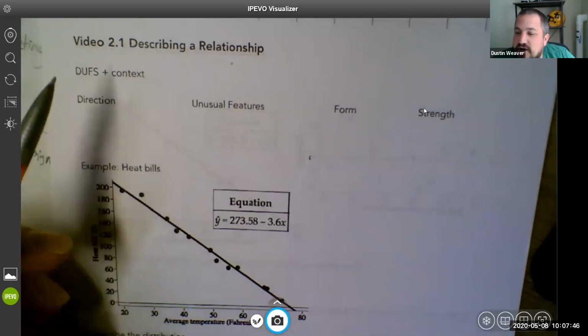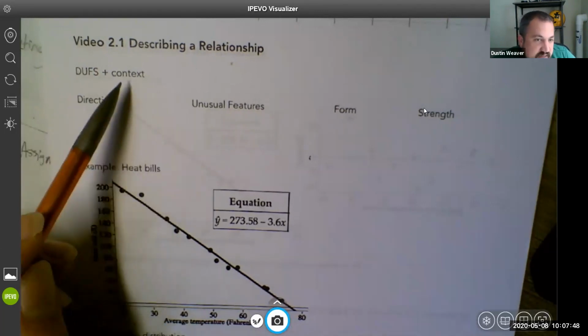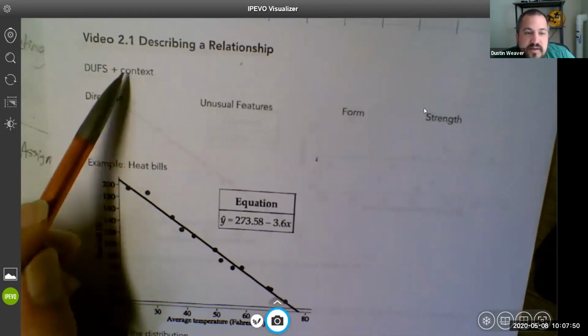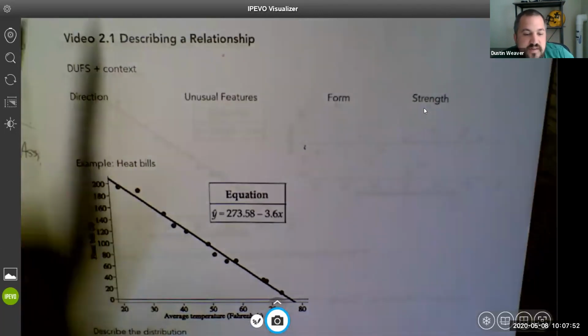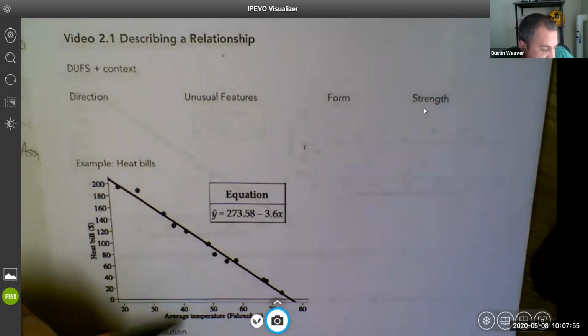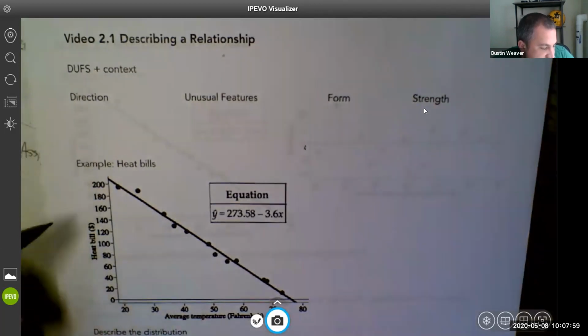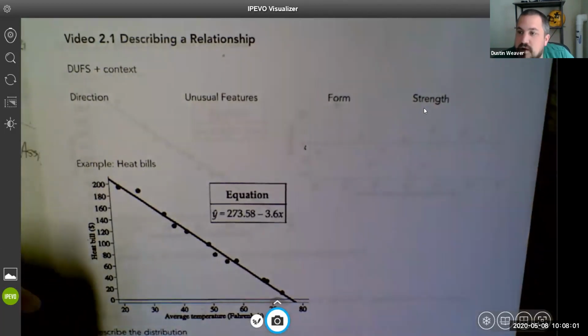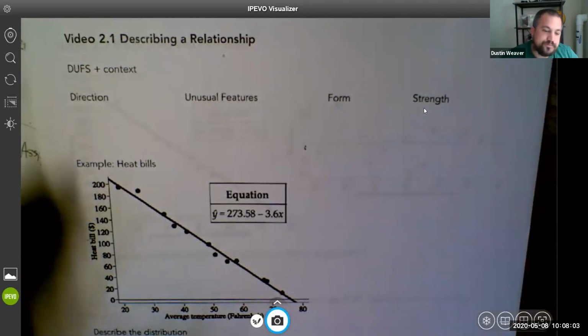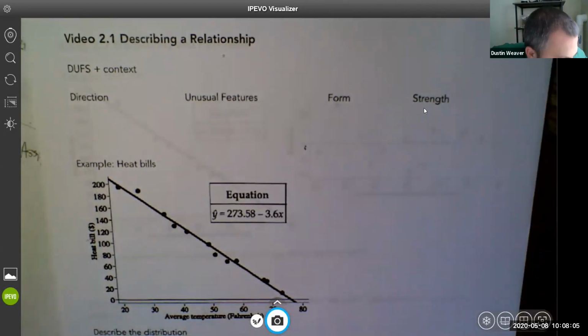And a lot of times that's an outlier about the graph. And then also, anytime you're describing the relationship between two things, you want to use the context of the problem, which in this problem, they're talking about the average temperature outside and your heating bill, okay? So those are the two things. So we're going to talk about that.